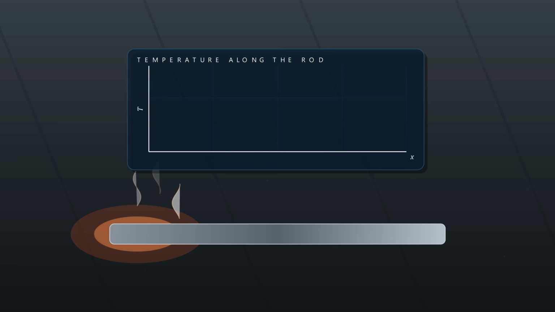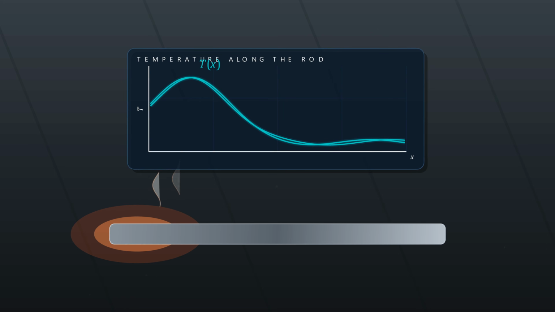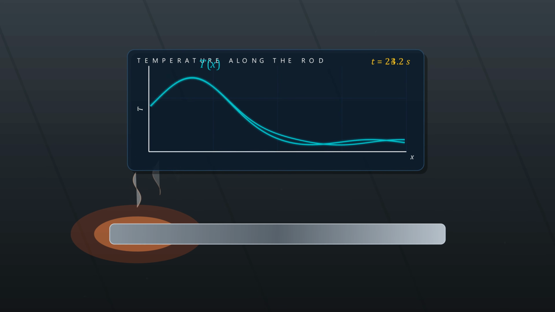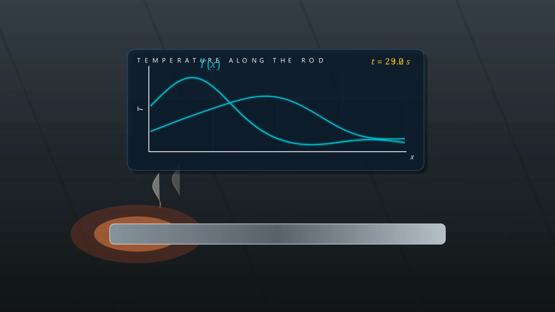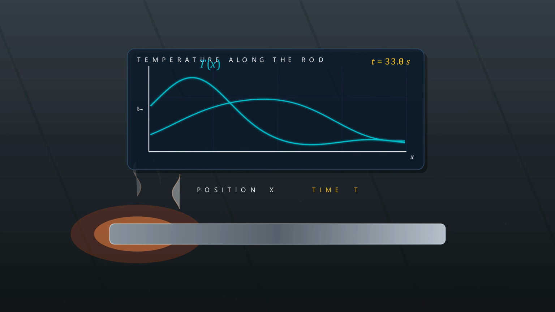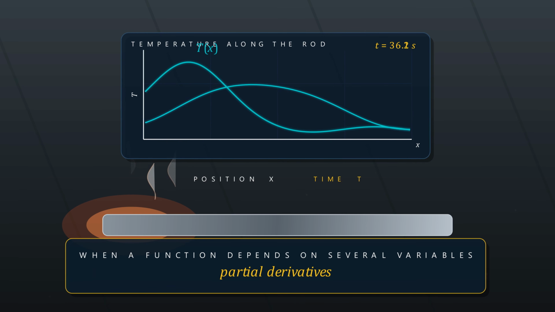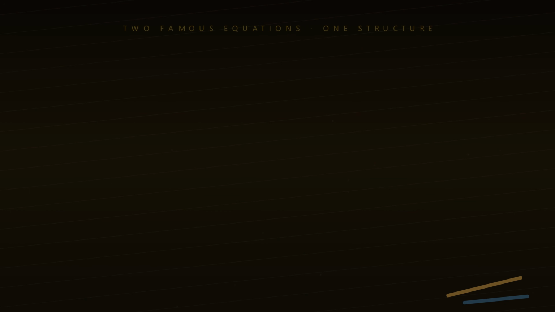Consider this metal rod. The temperature at every point along its length, shown by the graph T of x, varies with position x. But temperature also varies with time. As you heat one end, the temperature distribution changes from second to second. Temperature is a function of both position x and time t. When a function depends on multiple variables, we use partial derivatives. Two famous partial differential equations both have this same mathematical structure.